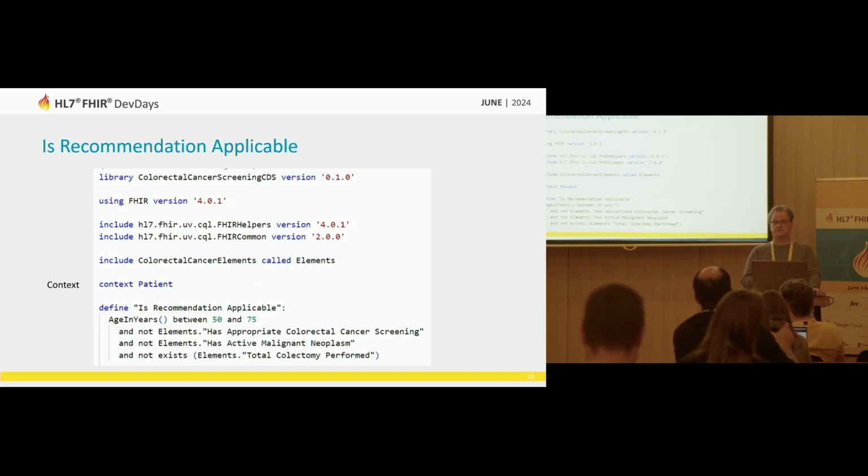So if I say, give me all the observations in a patient context, I'll get the observations for that patient. Brian: So how does it indicate that it's a single patient versus a population of patients?